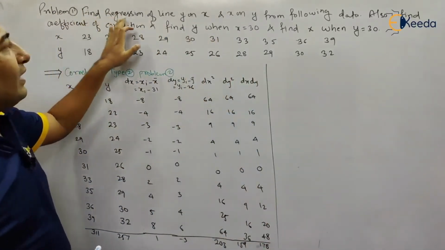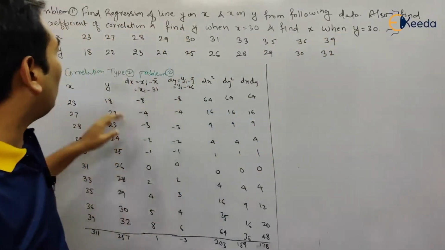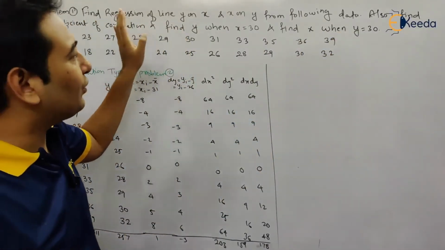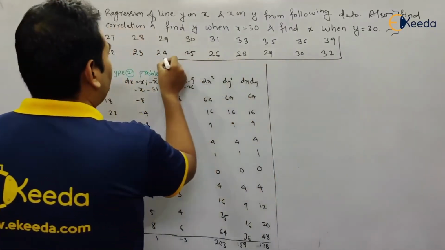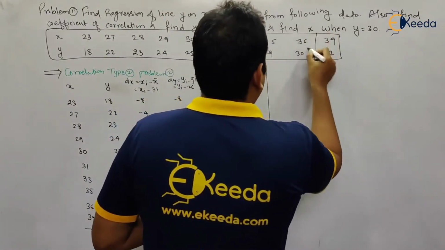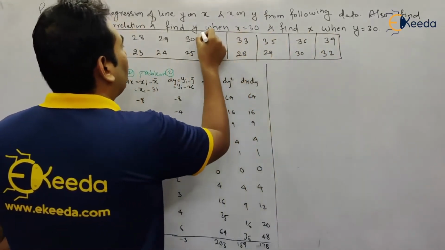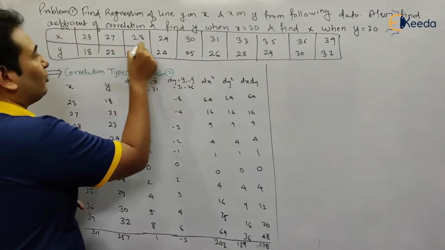We need to find the regression line of y on x and x on y from the following data. Also find the coefficient of correlation, and find y when x equals 30, and find x when y equals 30. So this is the given problem, and a lot of things are asked to find out. So let us do it.